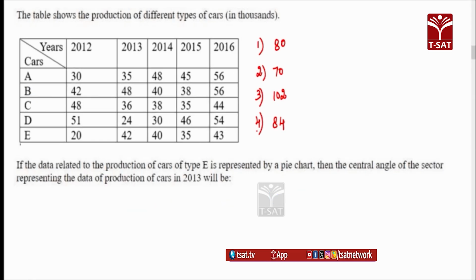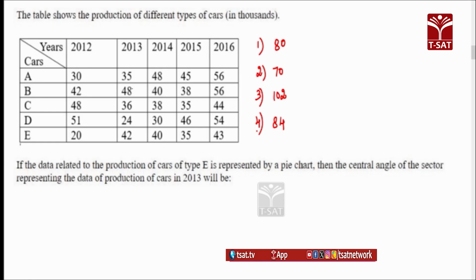If the data related to the production of cards of type E is represented by a pie chart, so the entire type E data is represented by a pie chart. So this is overall type E. If I represent it by a pie chart, then the central angle of the sector representing the data of production of cards in 2013 will be what angle?